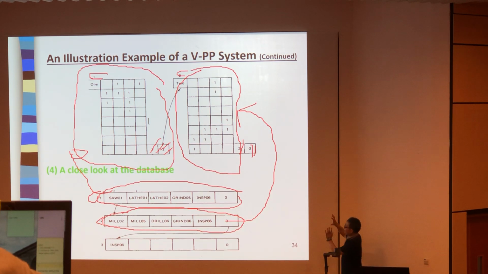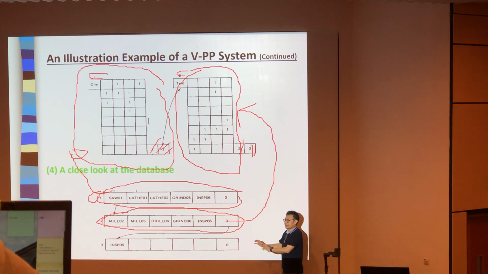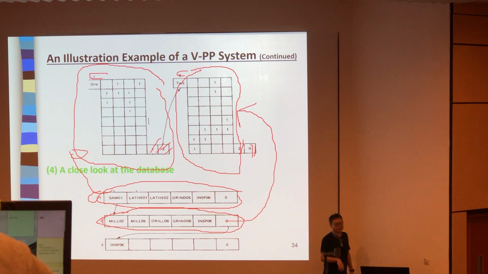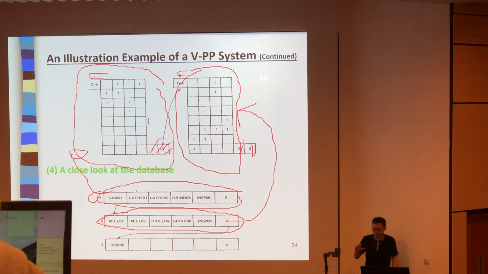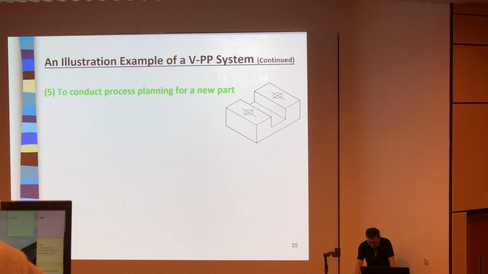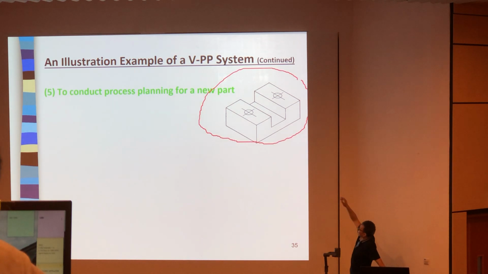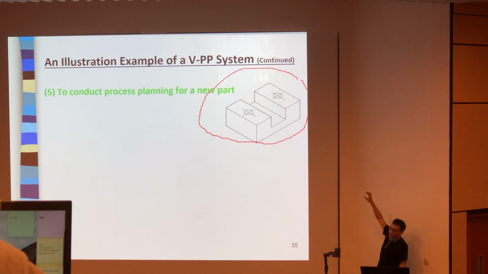By this stage, then the system is so-called ready to be used. Preparatory stage done. Now we come to the production stage. In the production stage, to use the system, initially we got a part like this. This is a prismatic part, very simple, with a slot there and 2 holes on the top.